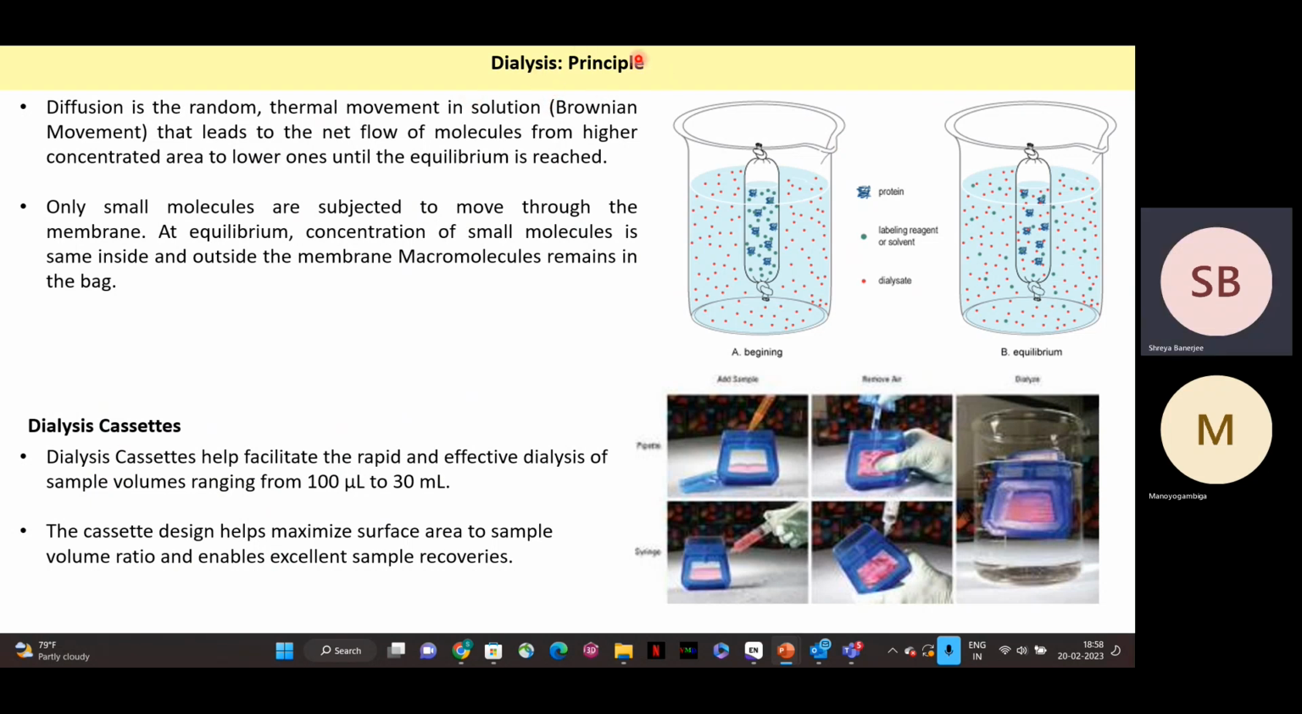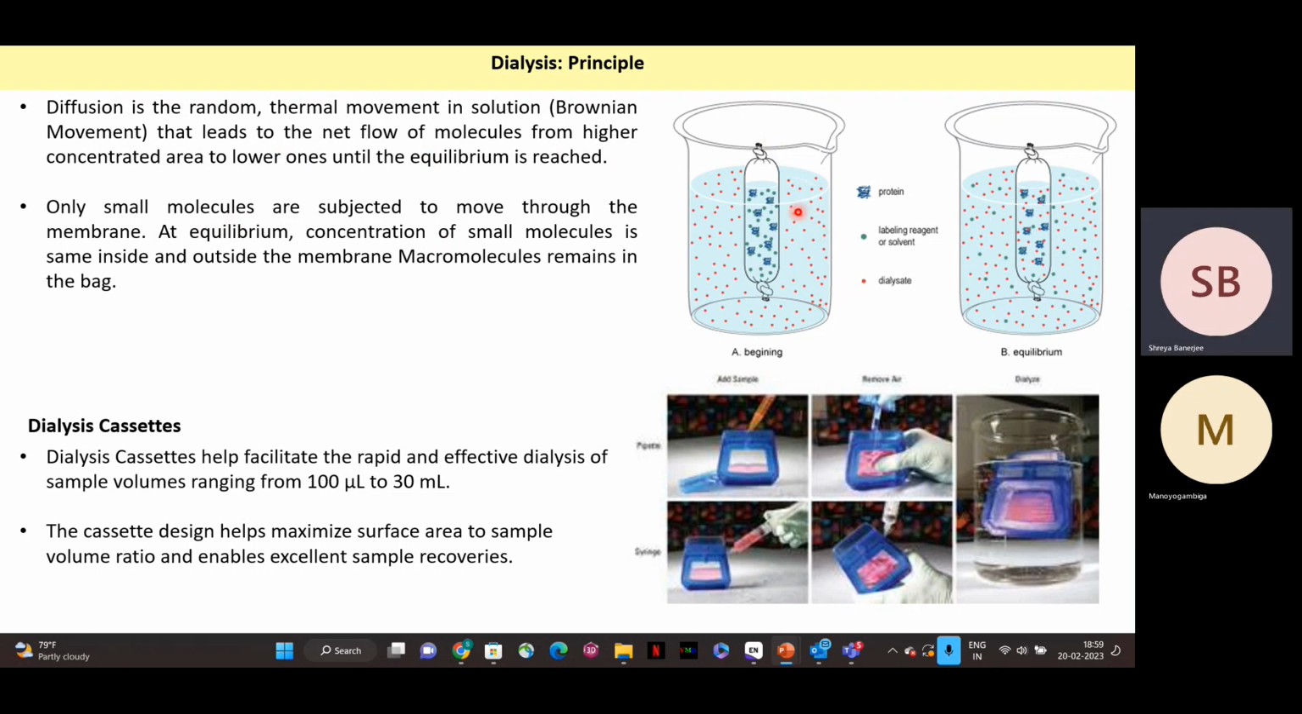Dialysis is a method, and we will learn about the principle of dialysis. So diffusion is the random thermal movement in solution called Brownian movement that leads to the net flow of molecules from higher concentrated area to lower ones until the equilibrium is reached. One very practical example of diffusion is that if you spray a perfume bottle at one end of the room, then eventually the perfume molecules will diffuse throughout the room, and the smell of the perfume can be felt from the opposite side of the room as well.